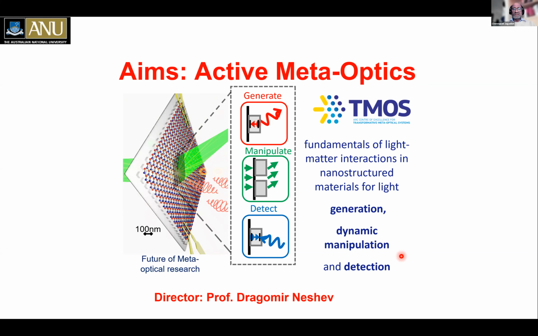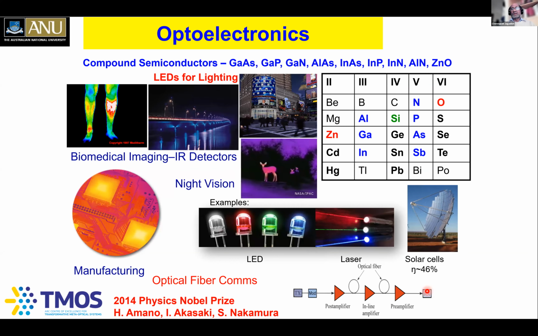The Center of Excellence is directed by my colleague, Professor Dragomir, and we have about 15 CIs, chief investigators, from 5 different universities in Australia, and about 15 partner investigators from various parts of the world, including Caltech and Oxford and Cambridge and various places. And also many associate investigators are involved in this one. So now let me move towards optoelectronics.